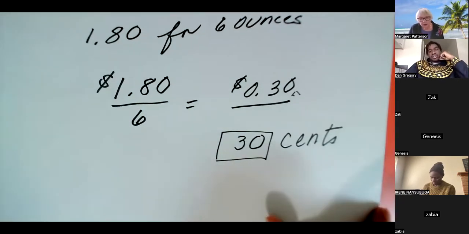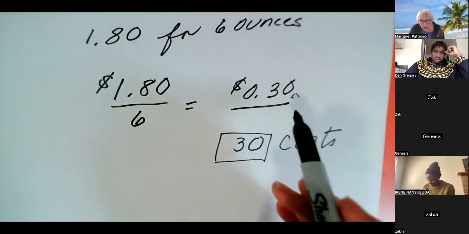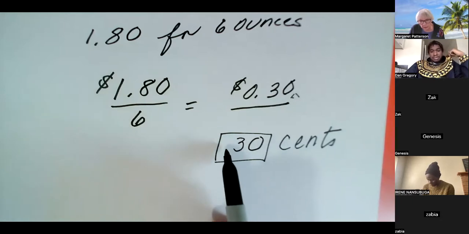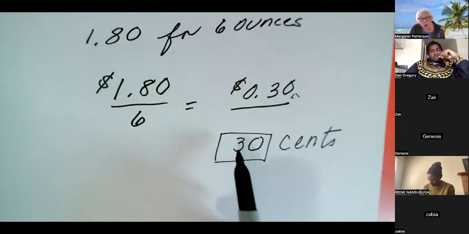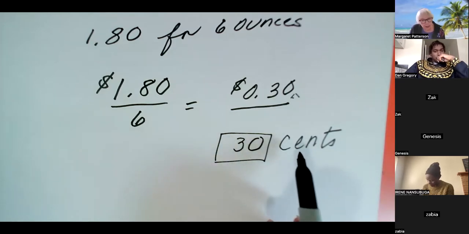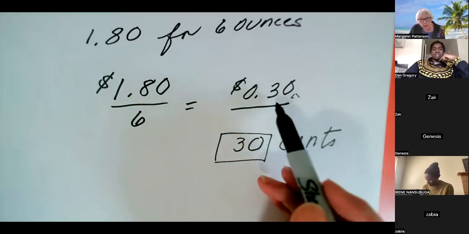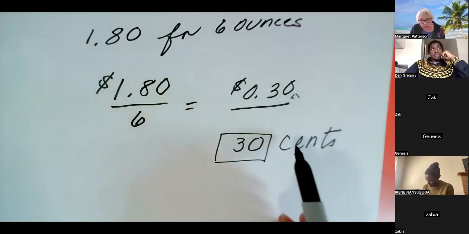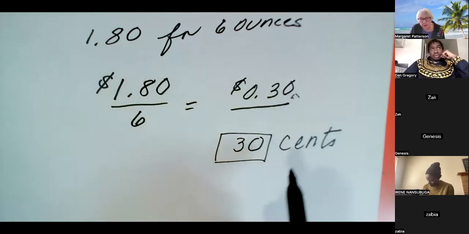Now, 5 or 6 people, I'm pretty sure, said 0.30. They just copied the number, but that would mean it was only a fractional part of 1 cent. And that's not the case. It's actually 30 cents. And so dollars to cents is 2 decimal places. And so then you would say 30.